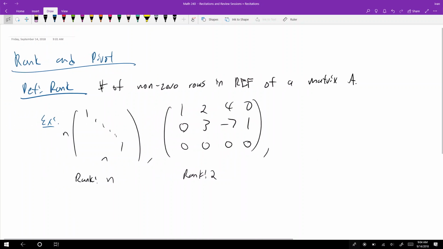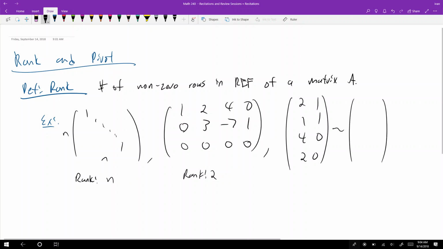And then the last one, this one's going to be a little more tricky. 2, 1, 1, 1, 4, 0, 2, 0. All right, what's the rank of this matrix? All right, so it is 2, but why is it 2? Well, what's the definition of rank? It's the number of non-zero rows in the row echelon form of a matrix. That's not in row echelon form, so we need to reduce this somehow.